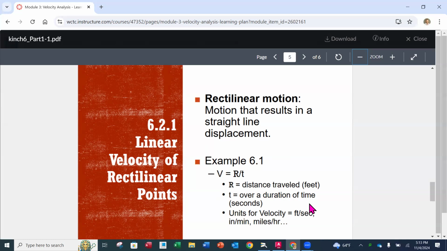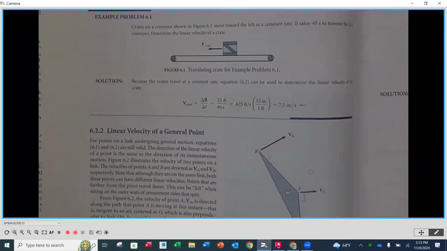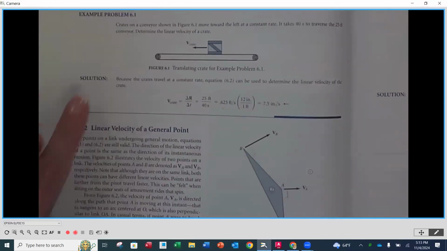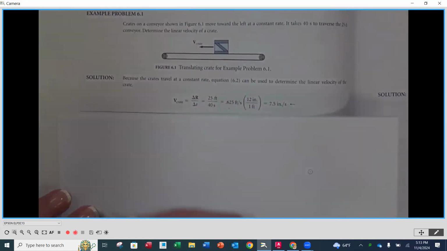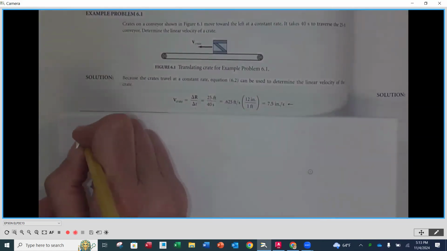To calculate the velocity of something going in a straight line is really easy. We look at the distance that we've covered and how much time it took us to do that. If we look at example 6.1, which is in our book, this is the first example we're doing as part of our practice problems. We're just going to be writing out the work here. So example problem 6.1.